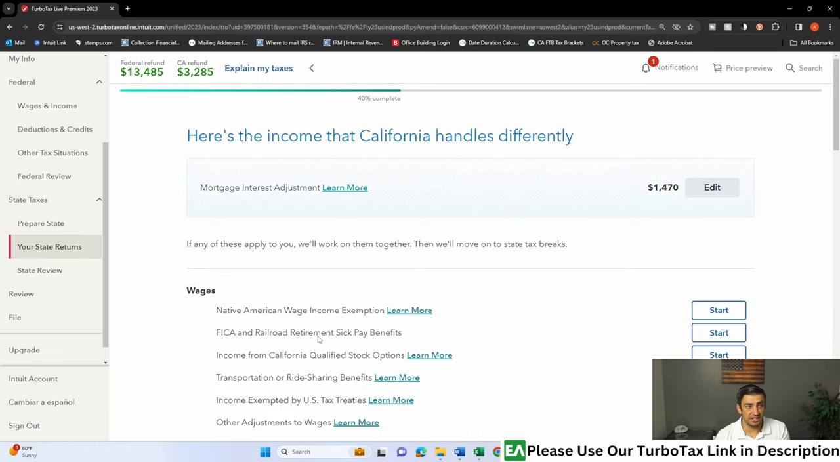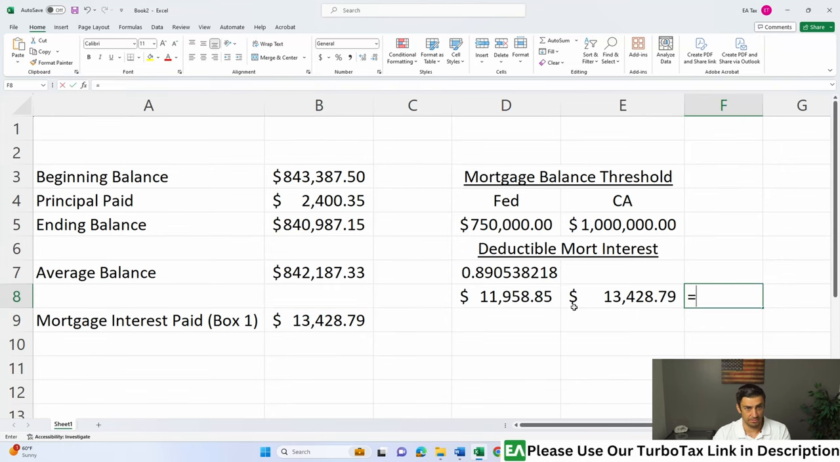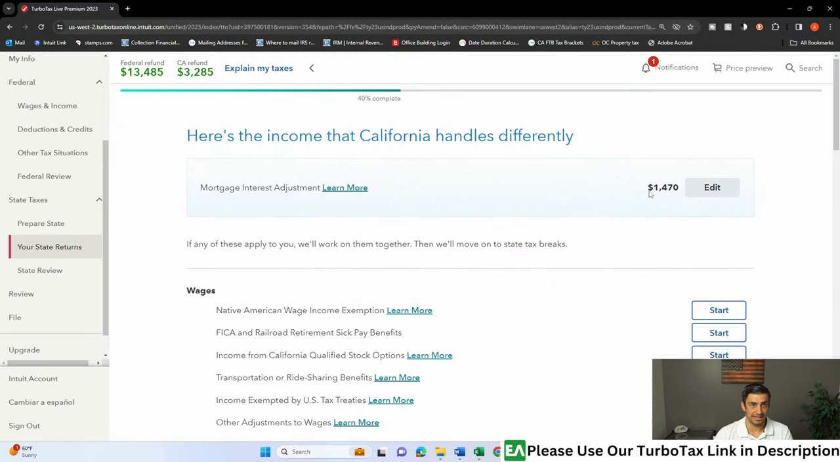All right, so on the state side of things, right, I'm on the state returns here. Had to hit a lot of next buttons on here. There's a lot of stuff that you kind of got to go through to be able to get to this. But eventually, you're going to see this mortgage interest adjustment, right, that 1470. And that should be the difference between these two numbers here, right? 1470, there it is. Okay, so they're going to add that as an additional deduction on the state side of things. So this was all done properly.